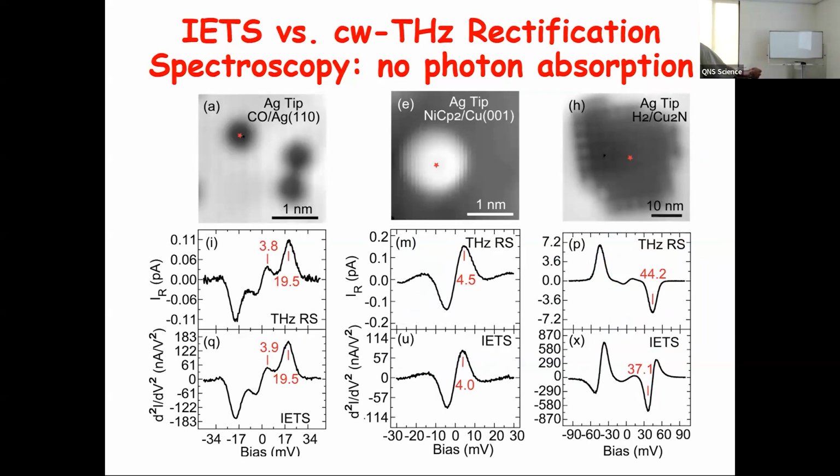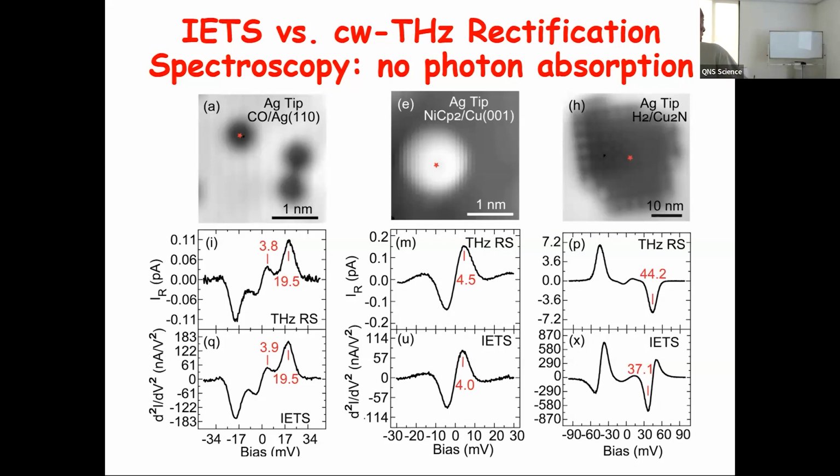This is for carbon monoxide adsorbed on silver 110. There's a CO molecule, and the background is silver 110. This is a rectification spectrum, with CW terahertz chopped at 300 hertz. And then the corresponding IETS signal, which is modulating with the same modulator, with 3 millivolt of modulation. You can see that they are basically the same.